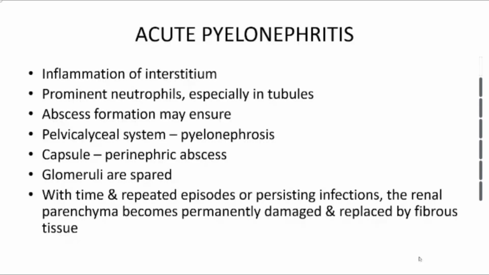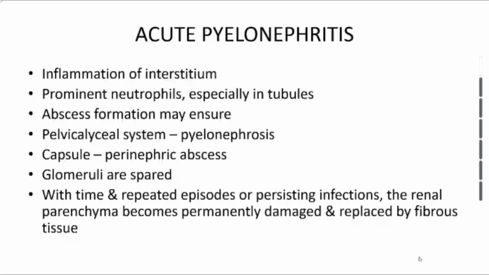If you look at the pelvic system, there's what is called pyelonephrosis, so infection around there. Then around the capsule, there may be a perinephric abscess. The abscess may spread to around the kidney, so just below the capsule we'll have what we call a perinephric abscess.